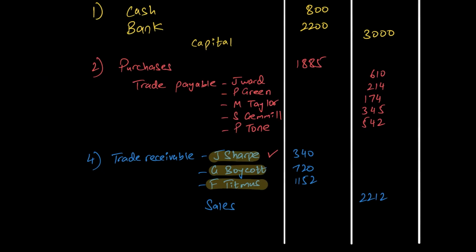Okay, so now let's do the same exercise for the other receivables. We have G Boycott and F Titmus. I see their name again on the 4th. That's sales. Remember, we look at the opposite side for reference. That's goods being sold to G Boycott worth 720. That's a debit entry. Remember that. And for F Titmus as well, that's a debit entry worth 1152. So they both should be debited in their account and the reference should be sales.